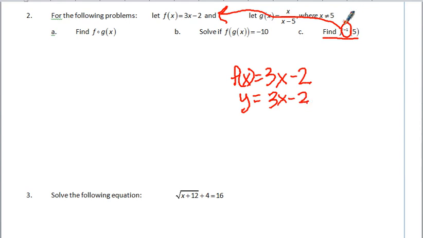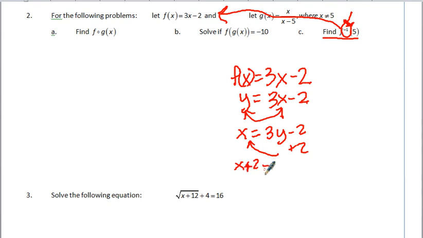And then to do the inverse, this little -1 right here tells you to do this thing. You're going to switch these two terms. So the x is going to come over here and the y is going to come over here. The x and y are going to switch spots, but you still have to solve for y. So we're going to add the 2 and slide it in right there. x plus 2 equals 3y, and then we're going to divide the 3 off. So you get y equals (x plus 2) over 3.